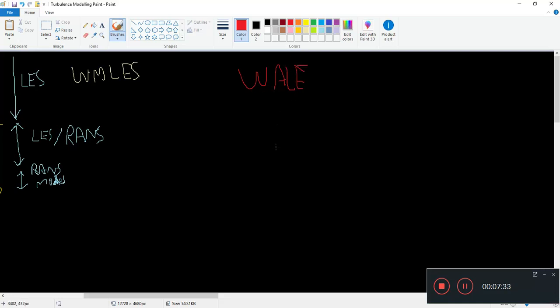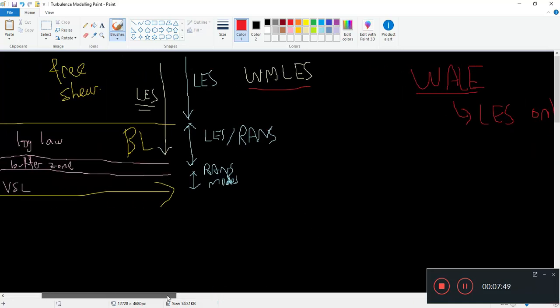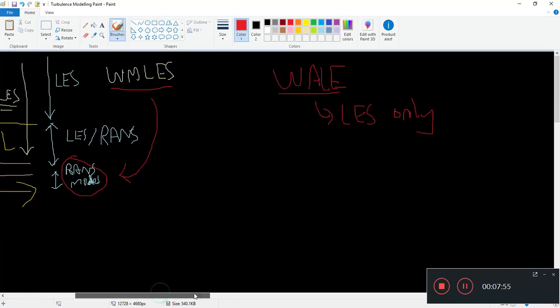So this does wall modeling. This is wall adapting local eddy viscosity. This is strictly LES, it's LES only. So if you're wondering how this differs from wall model LES, both of them have a model for the wall. For wall model LES, they use the RANS model. For wall adapting local eddy viscosity, there's no RANS over here.